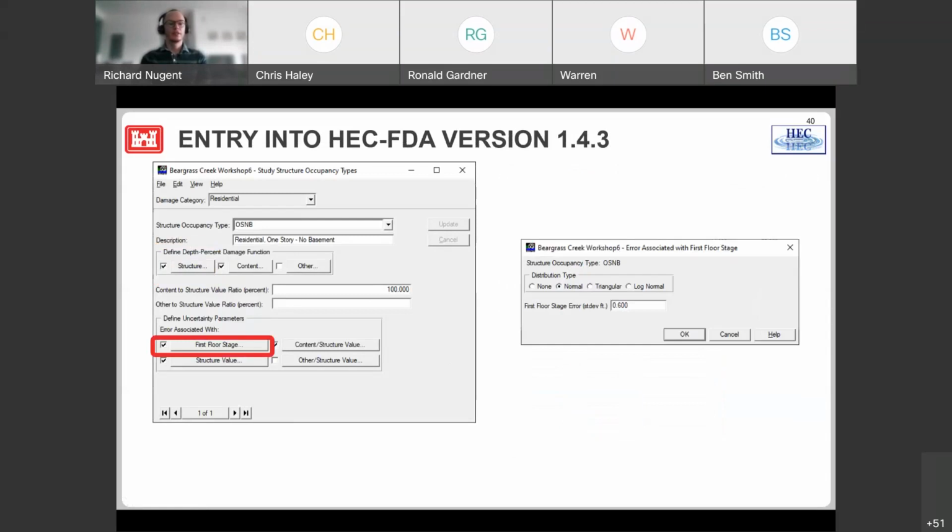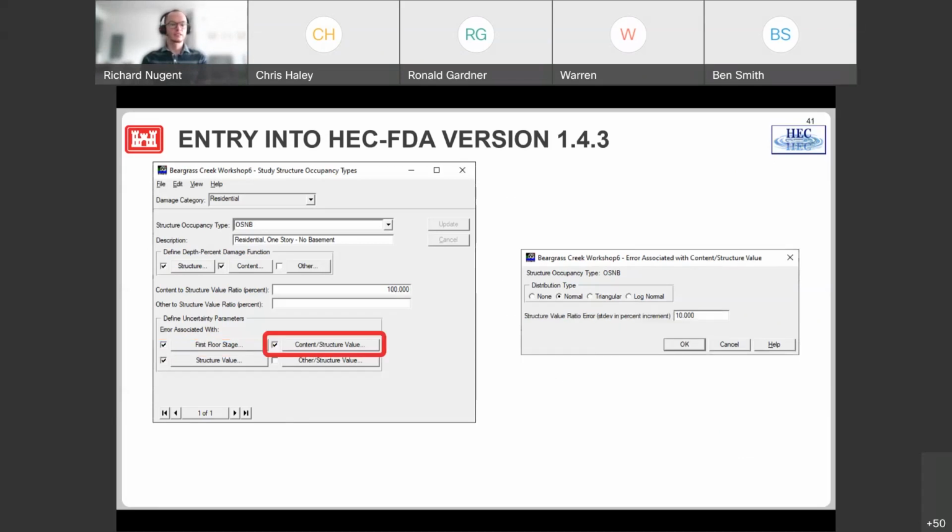We want to know the uncertainty in the first floor stage, right? So first floor stage, that's foundation height plus ground elevation. And we enter our uncertainty about first floor stage as the standard deviation in feet, if we're going to think about the distribution around first floor stage being normal. You can use none if you do not wish to reflect uncertainty or error in first floor stage.